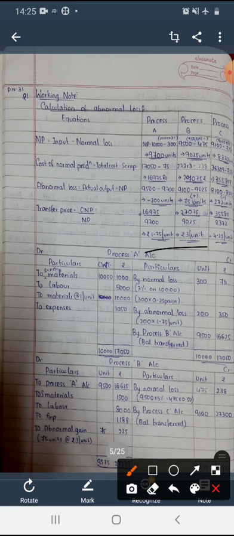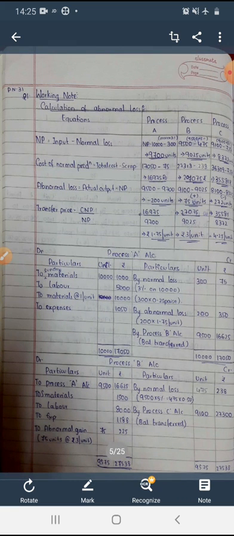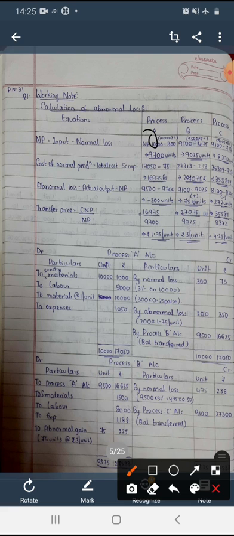What is the input of process A? See, 10,000 units were issued to process A at a cost of rupees 1 per unit, right? 10,000 is the input, 10,000 minus normal loss. See the normal loss in the problem. The normal wastage of each process is as follows: process A 3%. 10,000 into 3%, how much? 300. So 10,000 minus 300, how much? 9,700 units.